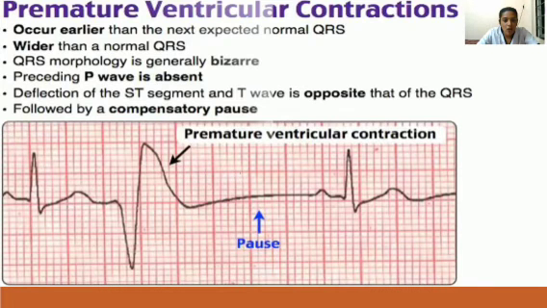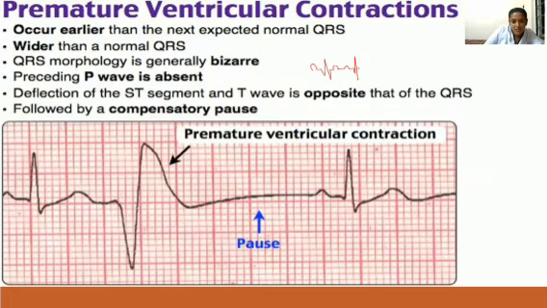So let's see how the ECG looks. Premature ventricular contractions occur earlier than the next expected QRS. There is a time period in which we expect the QRS: that is one P, one QRS complex, then the T wave, then again one P.